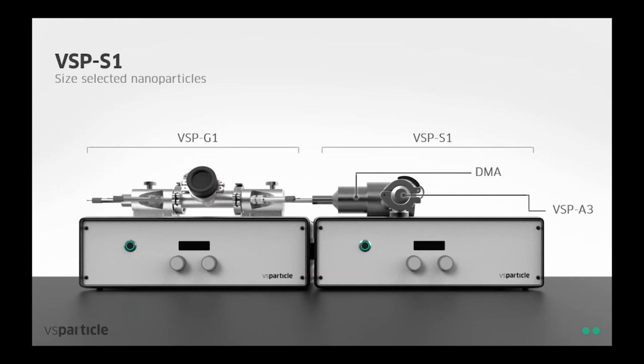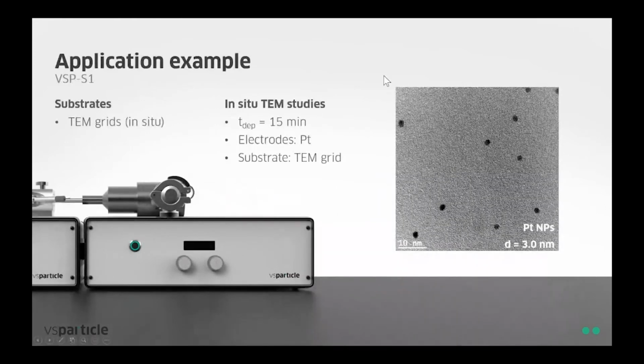So it's using a DMA, which stands for differential mobility analyzer. You can look it up. It's a technology that is developed in the aerosol community. And again, it's using the VSP-A3 accessory to immobilize the size-selected nanoparticles onto the support. A nice sample that has been made, again, 15 minutes deposition time. Electrodes that were used were platinum, and they were deposited on the TEM grid. So you can see size-selected platinum nanoparticles on a TEM grid. Again, by playing with your deposition time, you can play with the coverage, making sure that you have a high enough coverage so you can find the nanoparticles easily.